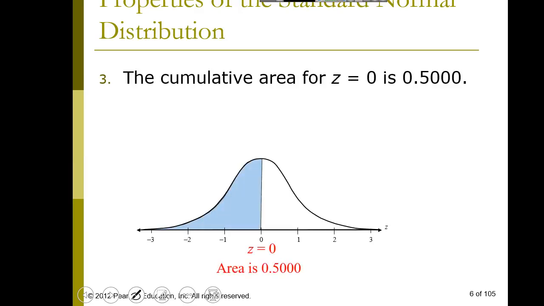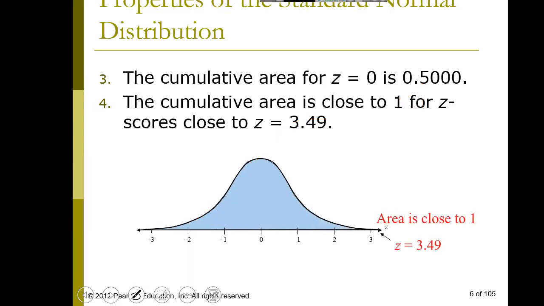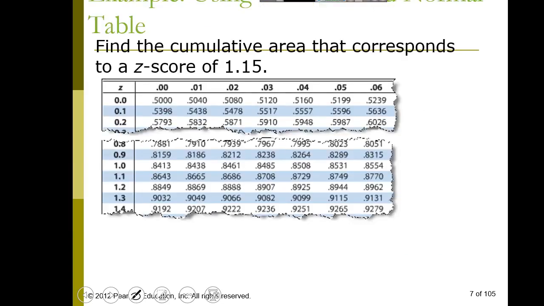The cumulative area for z equal to 0 is 0.5, so this whole area is equal to 0.5 at z equal to 0. The cumulative area is close to 1 for z score close to 3.49, as I have already mentioned. Now this is a standard normal table.